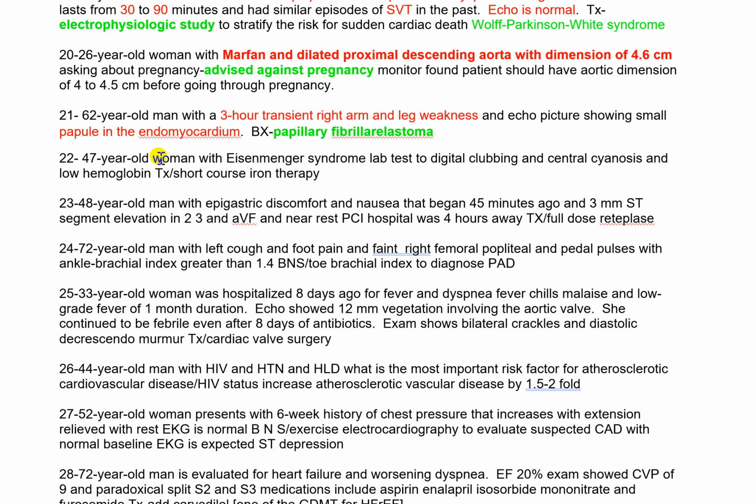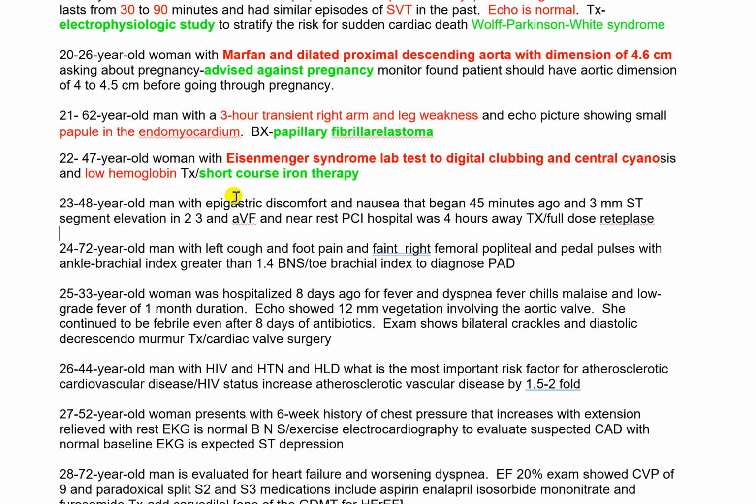Okay, now we have this middle-aged woman who came with Eisenmenger syndrome, okay? She came in with digital clubbing, central cyanosis and low hemoglobin. How do you treat this lady? How do you treat her anemia? Yeah, you give her some iron, okay?